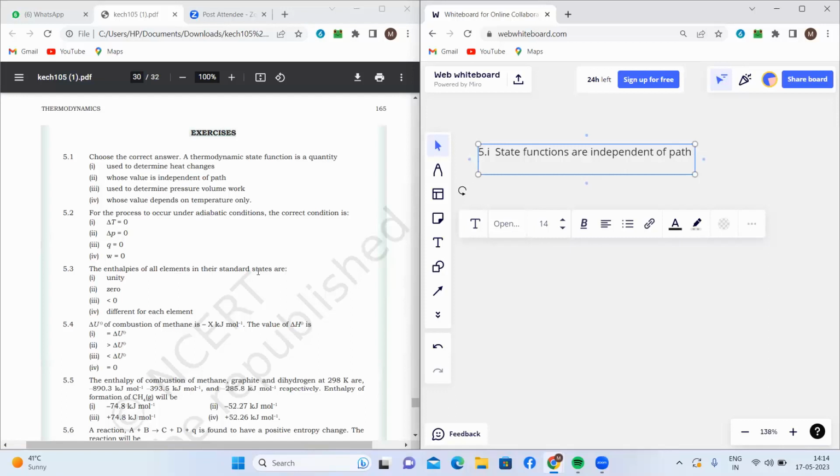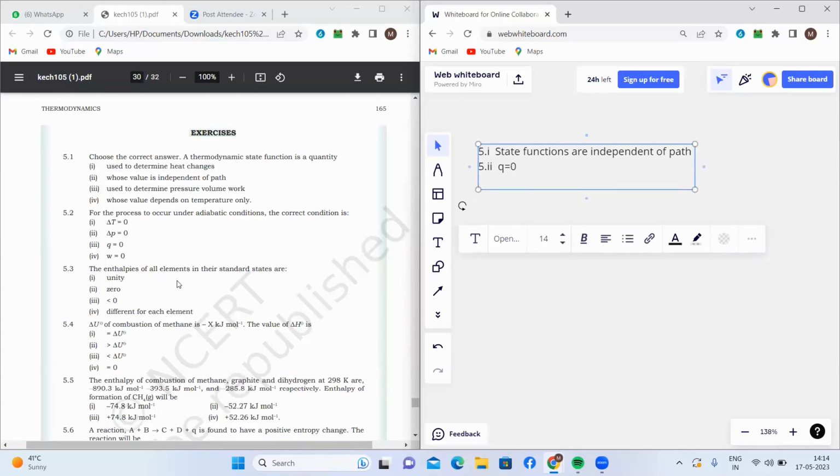Okay, so in the second question, we are asked for the process to occur in the adiabatic condition, the correct condition is. So there are actually four types of conditions in thermodynamics: adiabatic, isothermal, isobaric, and one more. In isothermal, we have constant temperature. In isobaric, we have constant pressure. In isochoric, we have constant volume. And in adiabatic, the main condition is that the heat transferred between system and surroundings is equal to zero. So the answer to the second part is third, means Q is equal to zero.